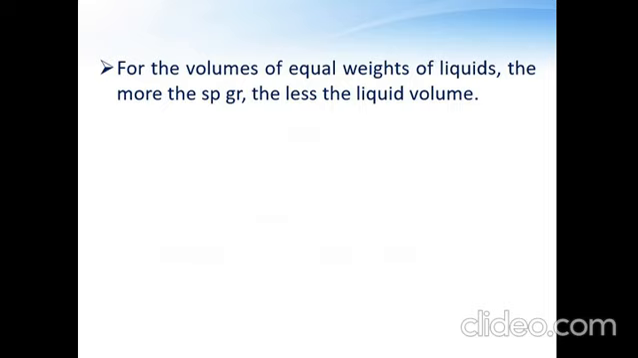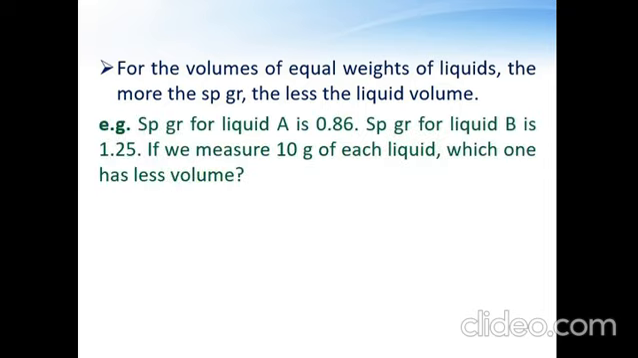And for the volumes of equal weights of liquids, the more the specific gravity, the less the liquid volume. Opposite, right? And I'll give you one example. Same liquid A and liquid B. If we measure 10 grams, this time not 10 ml, 10 grams of each liquid, which one has less volume? And here, specific gravity of A is smaller than that of B, right?